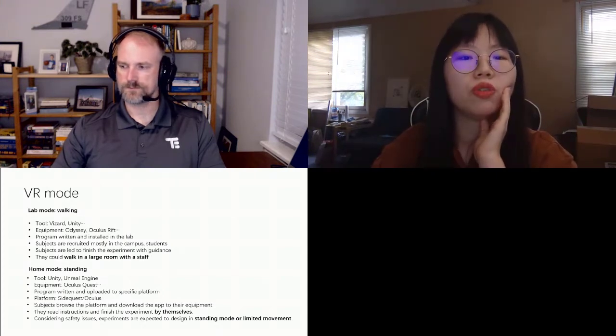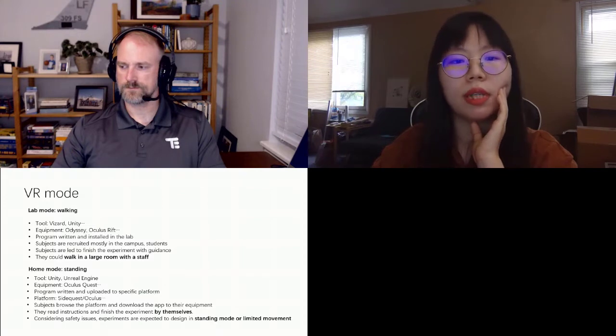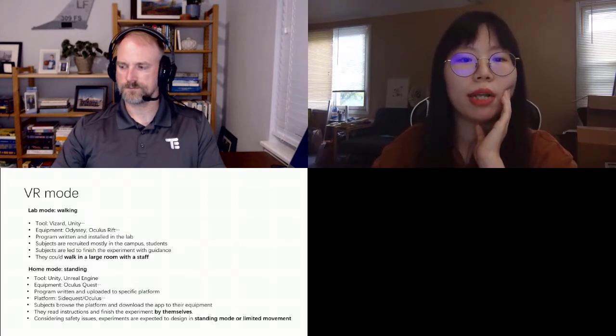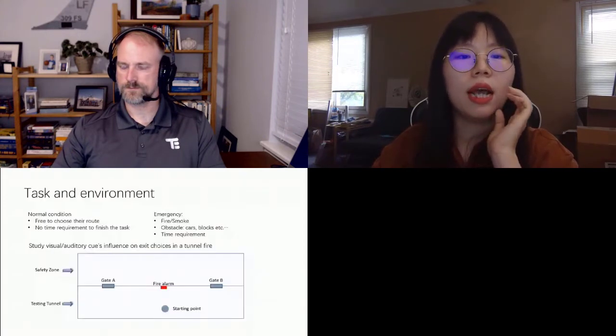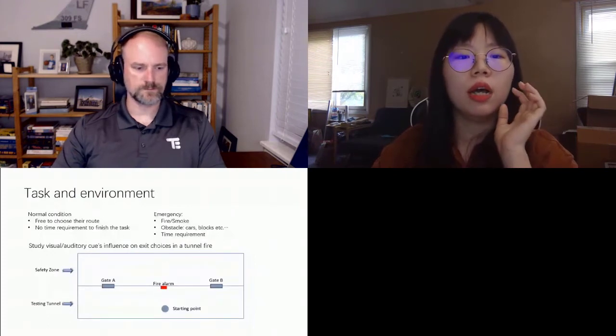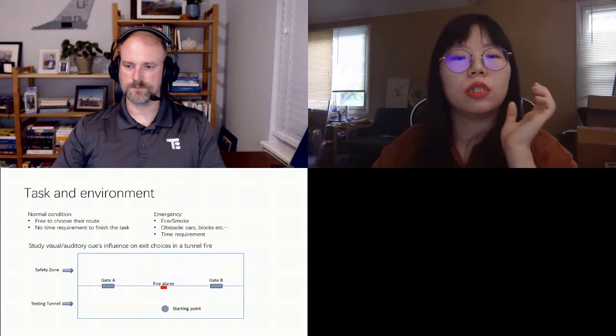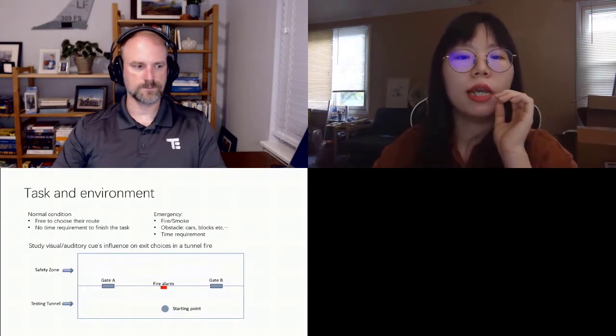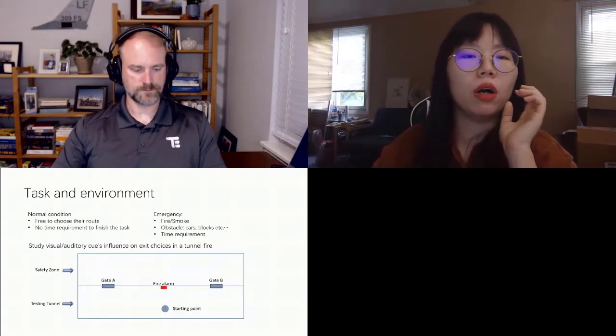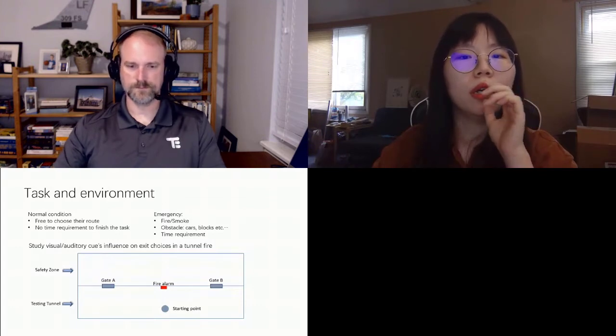So the subjects are choosing between two exits in different conditions. They start from here, and they could see two exit doors, either in their left direction or in their right position. And I will give them different cues, different added information near each exit to see how they follow this information. And I have done it both in the walking mode and in the standing mode.